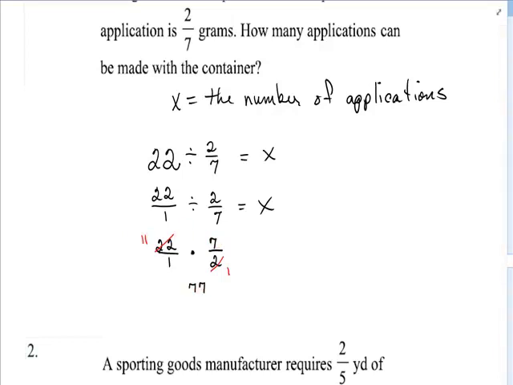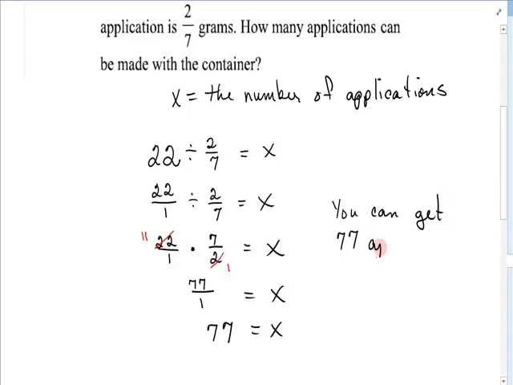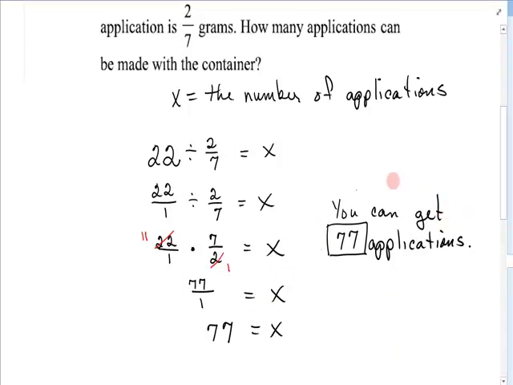1 times 1 is 1. I don't leave my answer as 77/1, I put it as 77. So you can get 77 applications. In my math lab, usually all you're going to do is type in the number, but it's very good to get in the habit of processing these problems and getting the entire sentence in your mind.